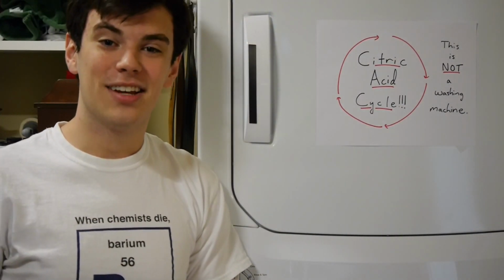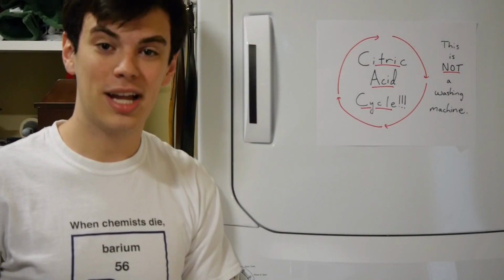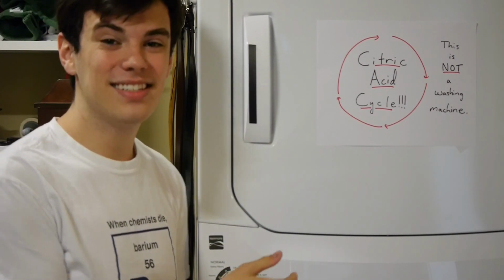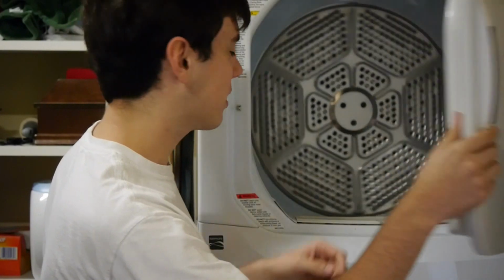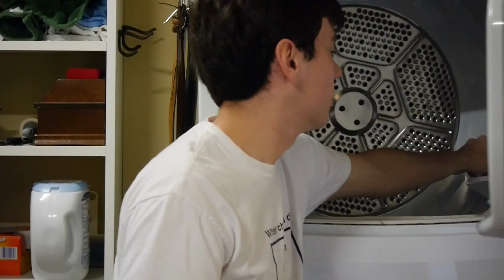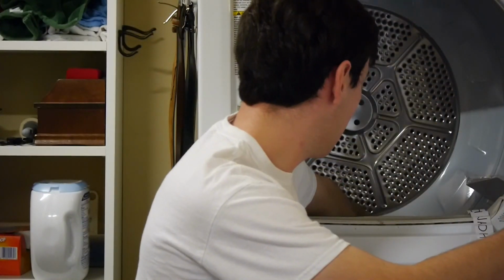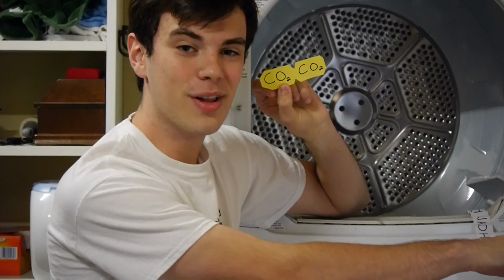The citric acid cycle is a circular series of chemical reactions. You put in acetyl coenzyme A, and instead of clean clothes, out comes 1 ATP molecule, 3 NADH molecules, and 2 CO2 molecules.